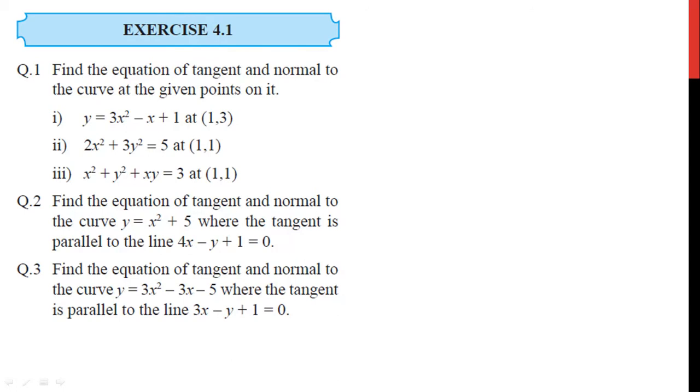Okay, here the equations of curve are given to you, and we have to find out the equation of tangent and normal to the curve at a given point. So you will get a clear idea about it if you solve these three questions. Today we will solve these two questions first, means two equations of tangent and normal. Okay, so let us see.